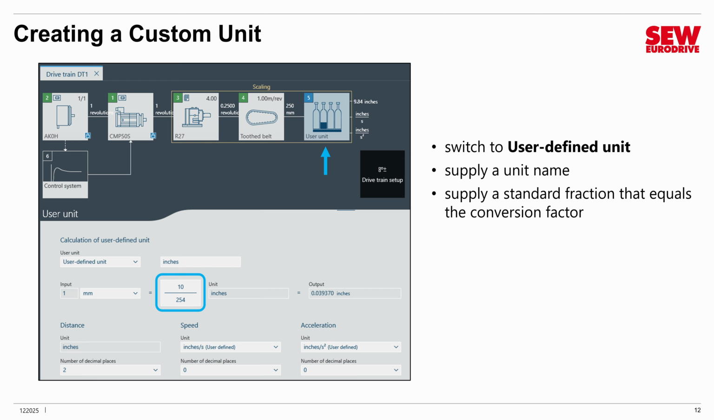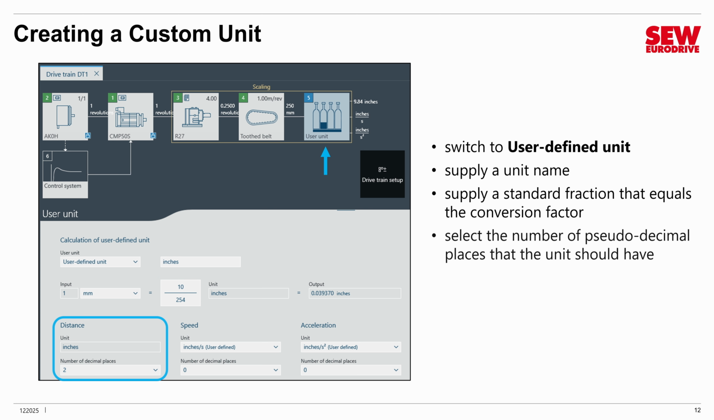In this case, we're going from millimeters to inches, so we use the standard fraction 10 over 254, and that is because there are 25.4 millimeters per inch. Remember, we're not allowed to enter decimal fractions, and so we enter it in this form. However, notice that MOVI-Suite does calculate it as a decimal fraction for you, just to help you confirm that it's correct.